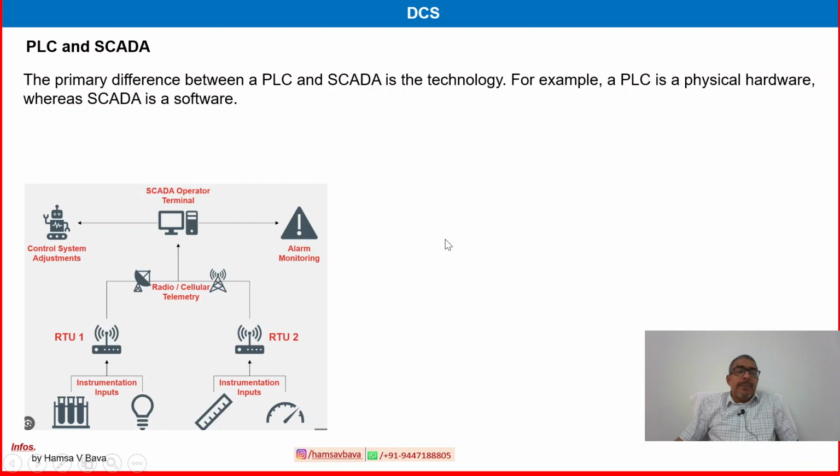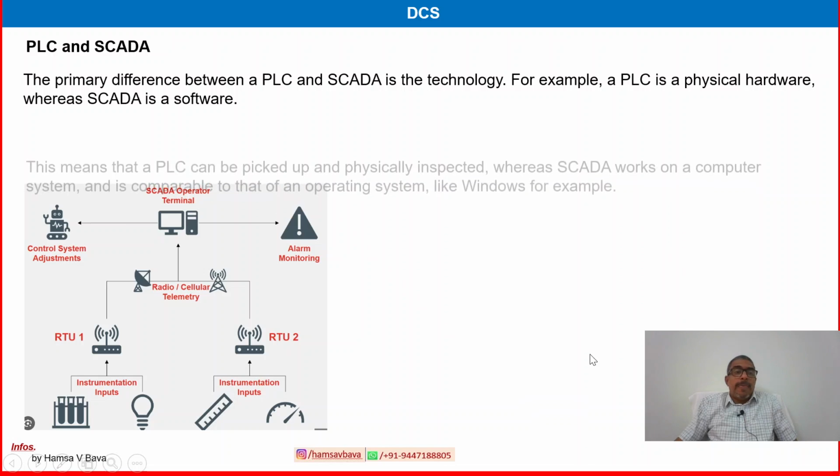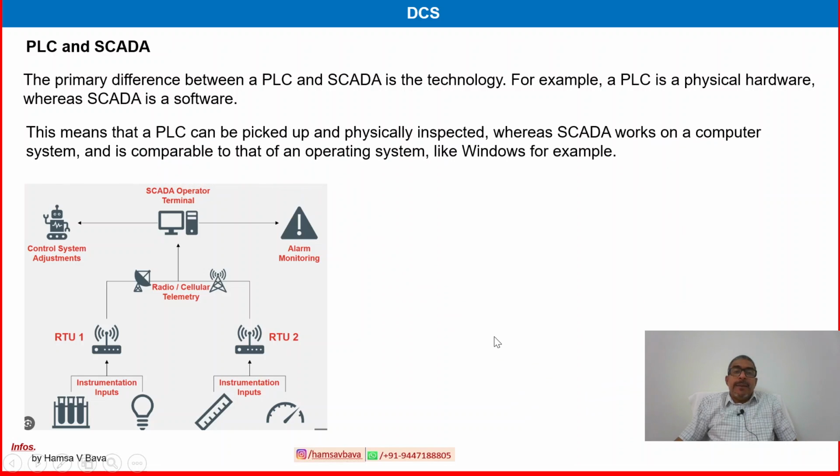The primary difference between a PLC and SCADA is the technology. For example, a PLC is physical hardware whereas SCADA is software. This is very, very important information. PLC is physical hardware, whereas SCADA is software. This means that a PLC can be picked up and physically inspected, whereas SCADA works on a computer system and is comparable to an operating system like Windows, for example.